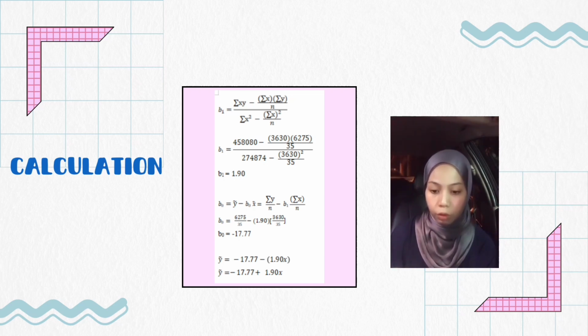The next step is to find the y-intercept of the line. The y-intercept of the least squares line for this data set is negative 17.77. Finally, the equation is y equals negative 17.77 plus 1.90x. This is the equation of the line that minimizes the sum of the squared distances between the data points and the line.